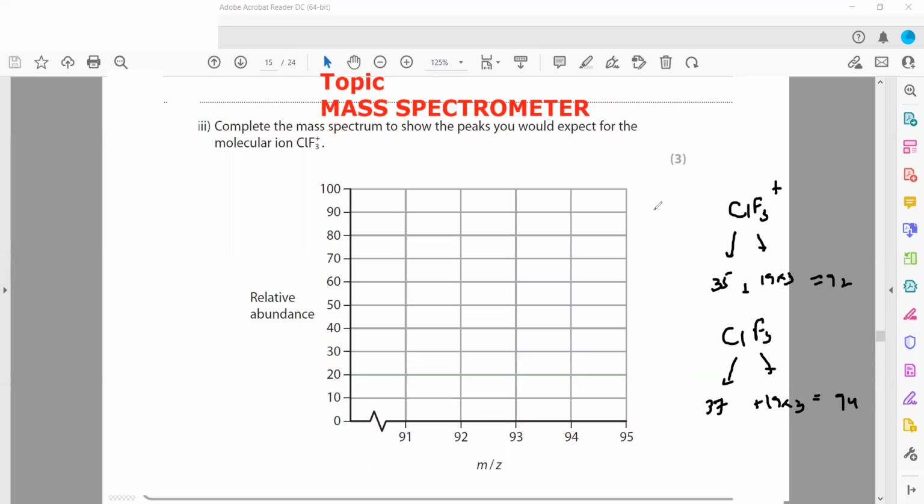But what will be the percentage? As I already mentioned, chlorine-35 was given in the question as 75 point something percent, and the remaining 25% is chlorine-37. So the ratio of the peaks will be the same: the one at 92 should be 75, and the one at 94 should be 25.